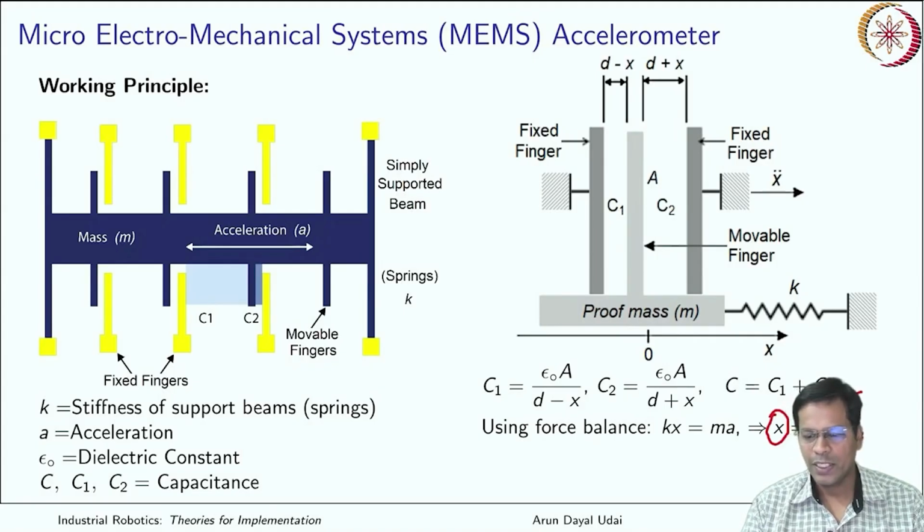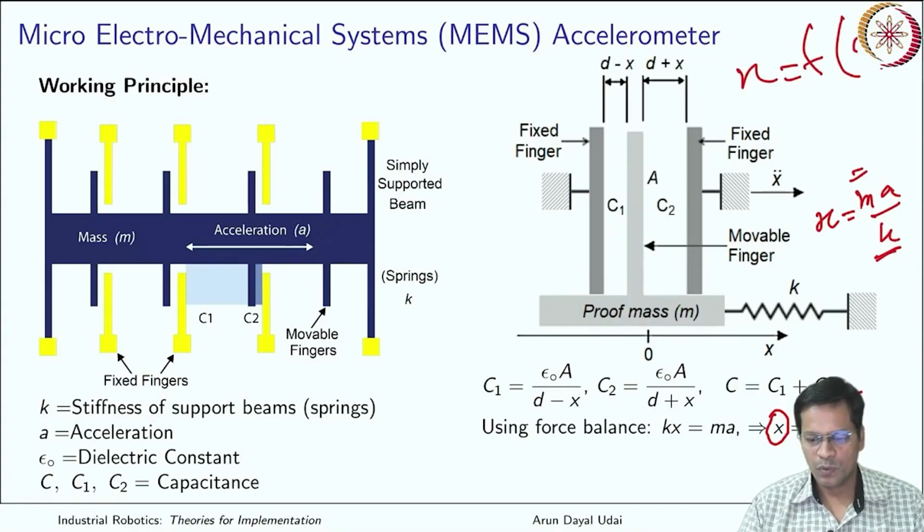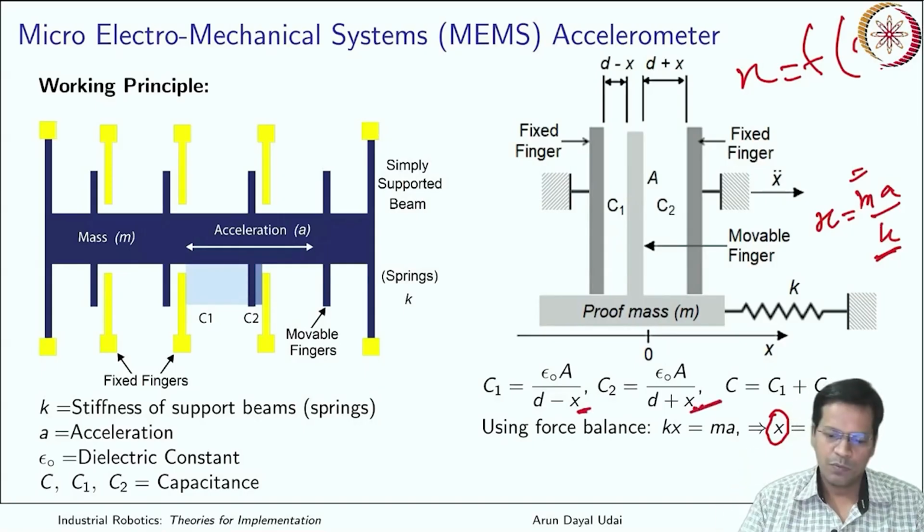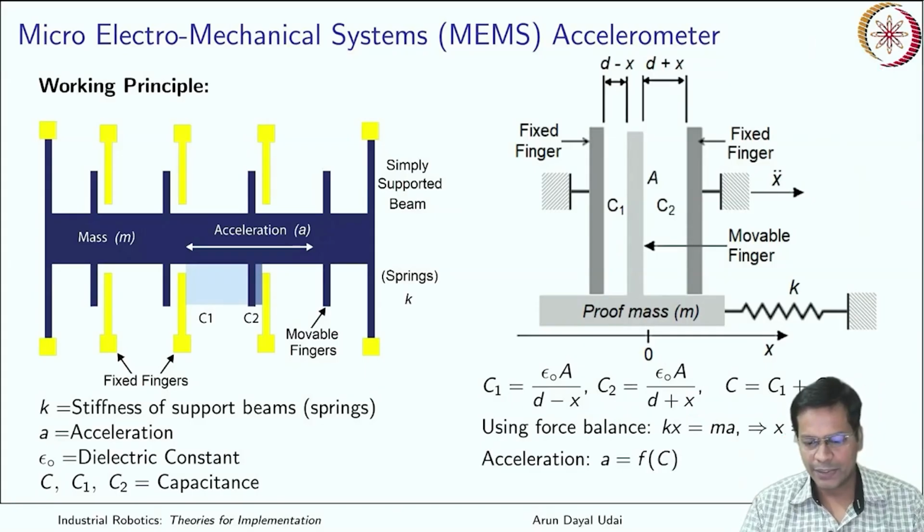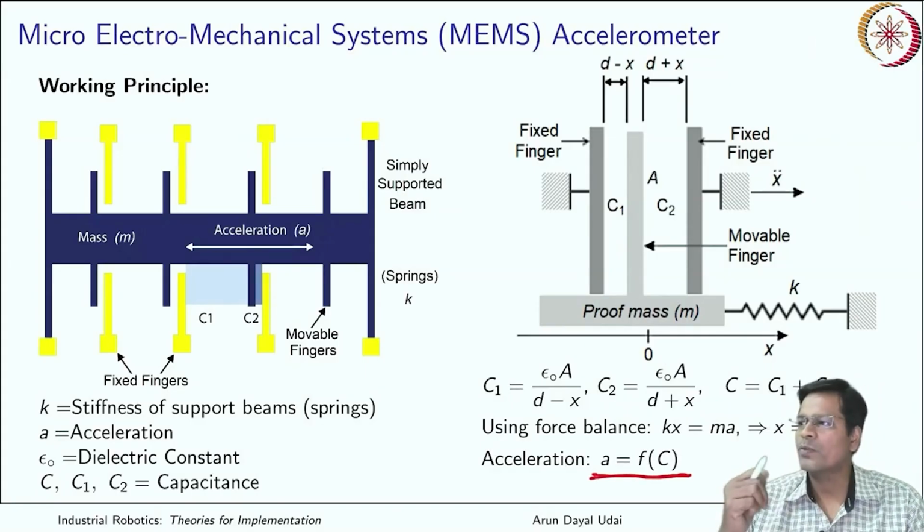So ultimately what you get is displacement x equal to mass into acceleration by K, that is the stiffness. So x is now a function of m a by K. K is constant, m is constant, so x is a function of acceleration. Now if you substitute that x in both the equations for C1 and C2, what do you get? You get acceleration as a function of capacitance.